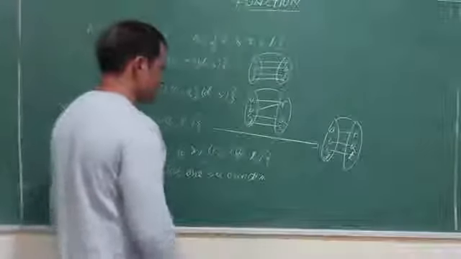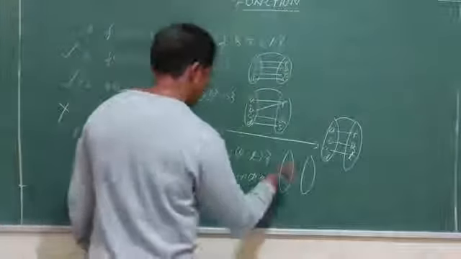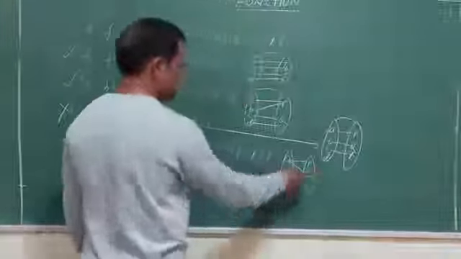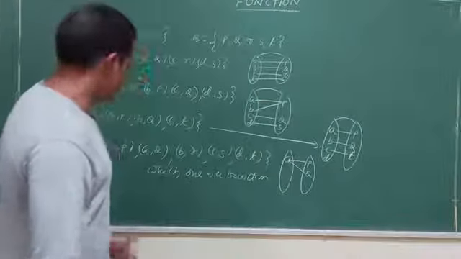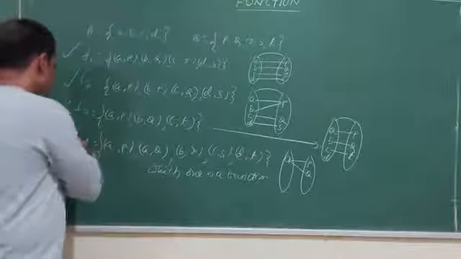Then the next one is 4. (a,p), (a,q). The very first thing you can see, this is not a function, because the same element has two images. This is also not a function.